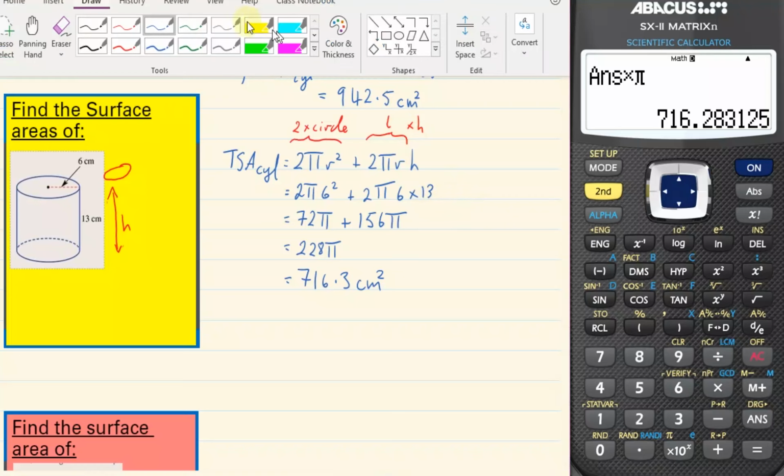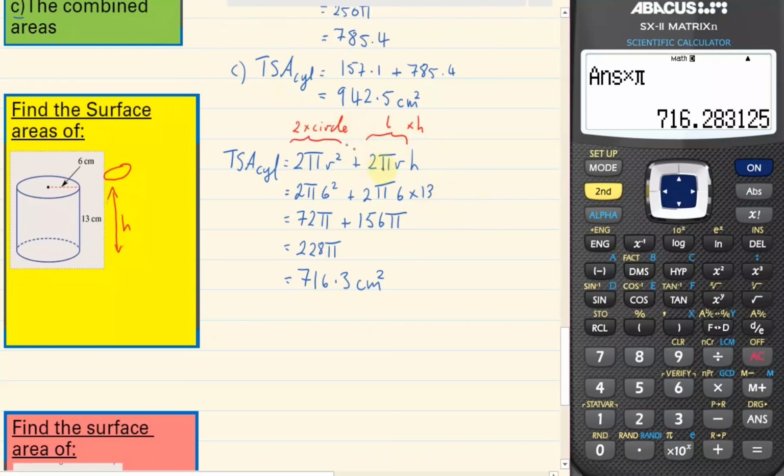So key thing there was that we used the equation for total surface area. It's possible that this section here could be swapped for pi d h, where d is the diameter.